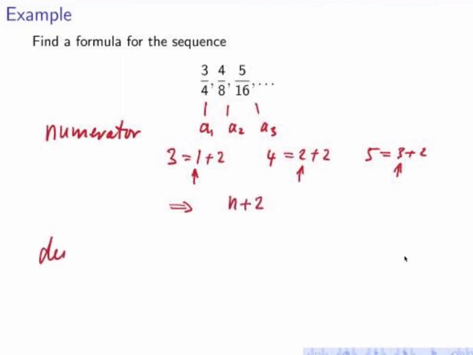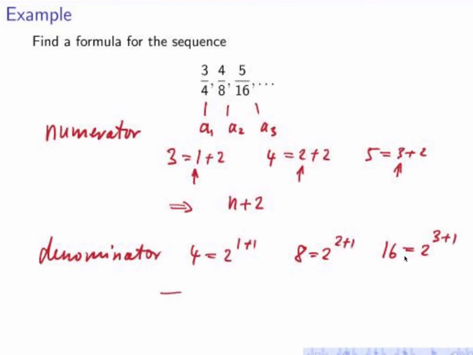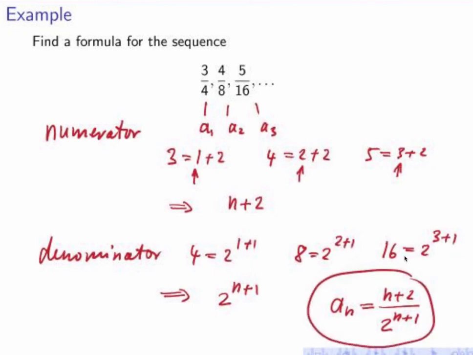For the denominator, we have 4, which is 2 to the 1 plus 1. 8 is 2 to the 2 plus 1. 16 is 2 to the 3 plus 1. So then we get, for the denominator, 2 to the n plus 1. So then in total, this sequence can be written as an is equal to n plus 2 divided by 2 to the n plus 1. So that's also quite straightforward.